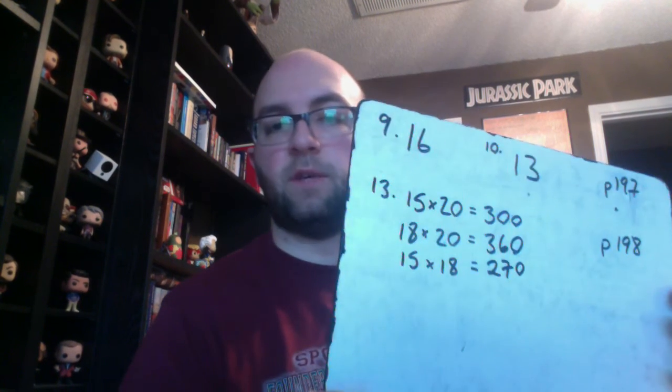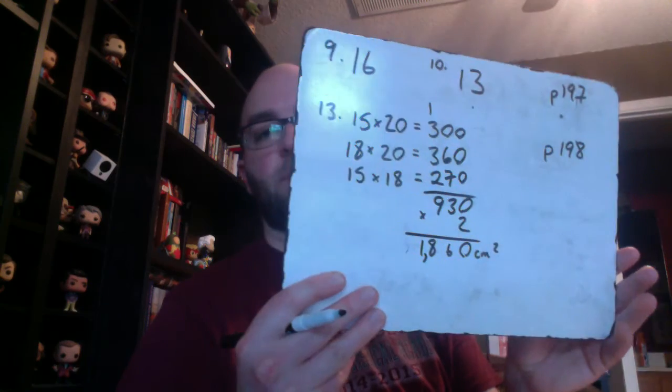So 15 times 20 is, I'm going to double check this, I believe 300. Yep. 18 times 20 is 360, and then 15 times 18 gives us 270, right? So that's each of the types of faces. Let's add that up. 930. All right, almost there. Remember, there's 2 of each, so we need to double that. So we get 1,860 centimeters squared.